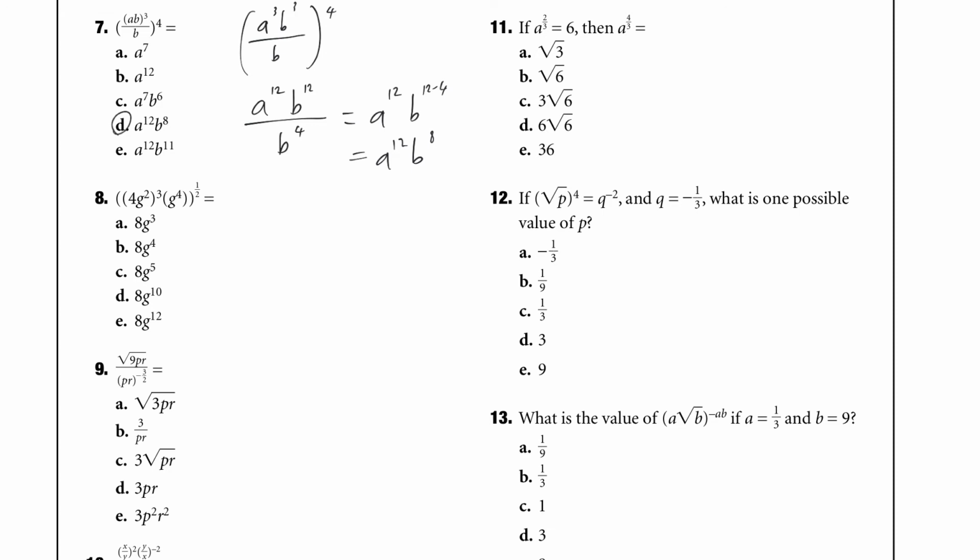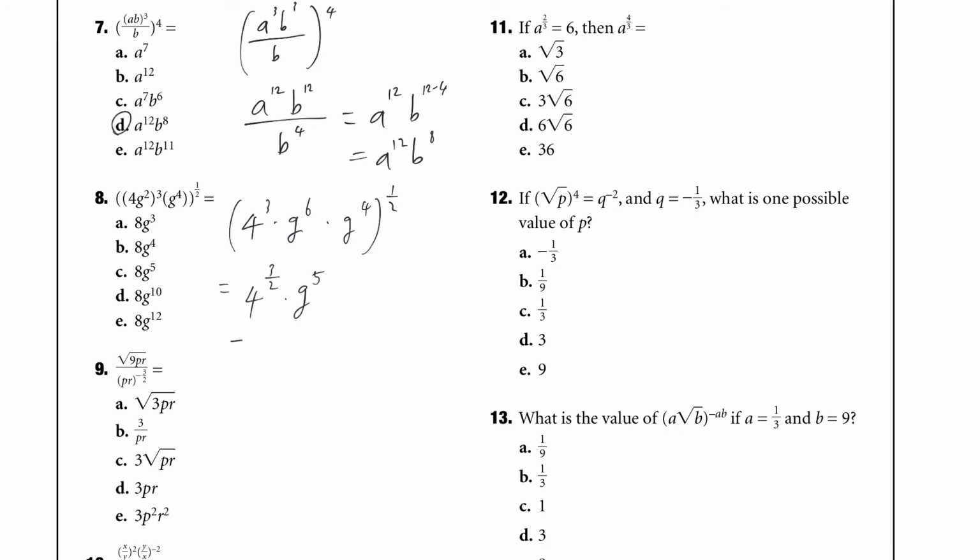Okay, moving on to question number 8. Okay, so 4g squared to the power of 3 times g to the power of 4, all to the power of 1/2. Again, I'm going to expand the brackets. So 4 to the power of 3 times g to the power of 2 times 3 is 6 times g to the power of 4, and all to the power of 1/2. And that's going to be 4 to the power of 3 over 2 times, well, g to the power of 6 times g to the power of 4 is g to the power of 10. To the power of 1/2 is g to the power of 5.